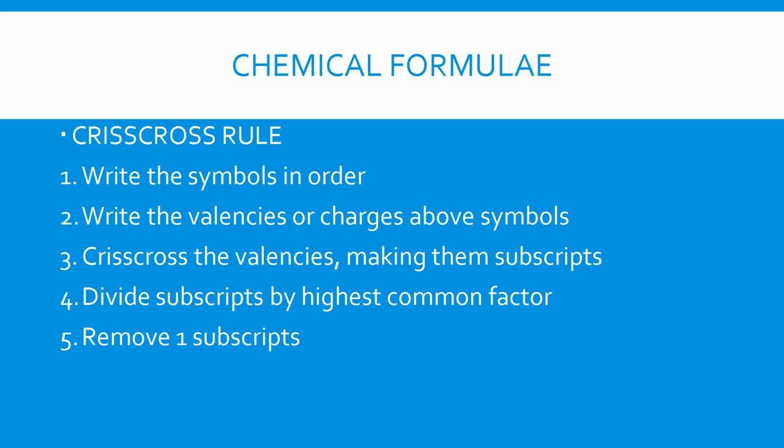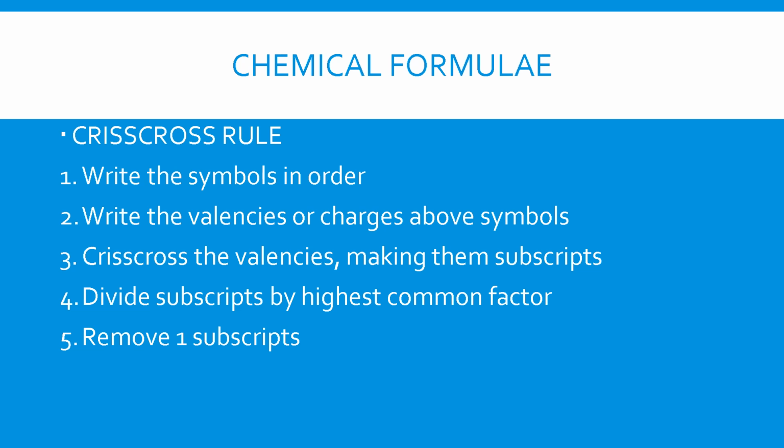To write the chemical formula, we need some knowledge: we should know the symbols of the atoms of which that compound is formed, and the valency of those atoms. Valency is the combining capacity of an atom. In the next video, I'll explain valency in detail. Now, when we talk about how to write the chemical formula of a compound, generally we use the crisscross rule.